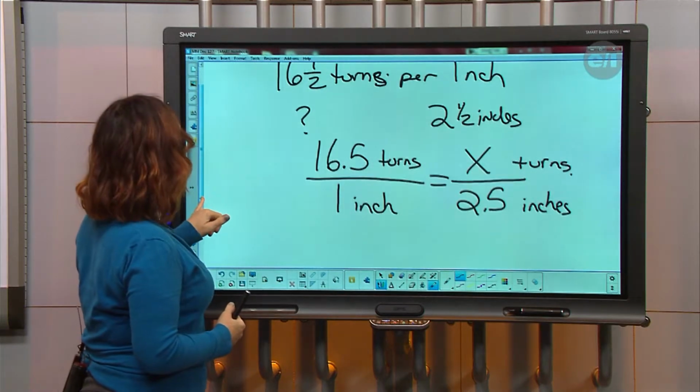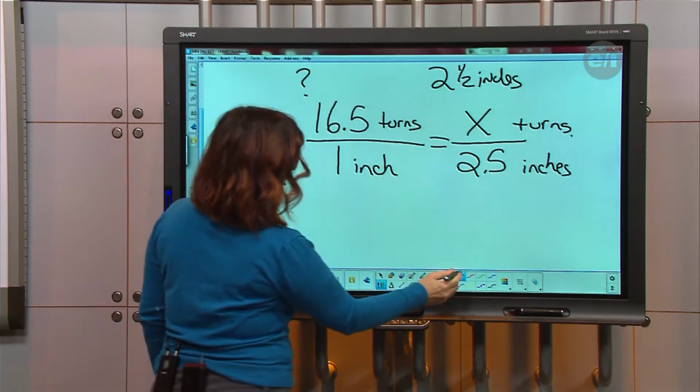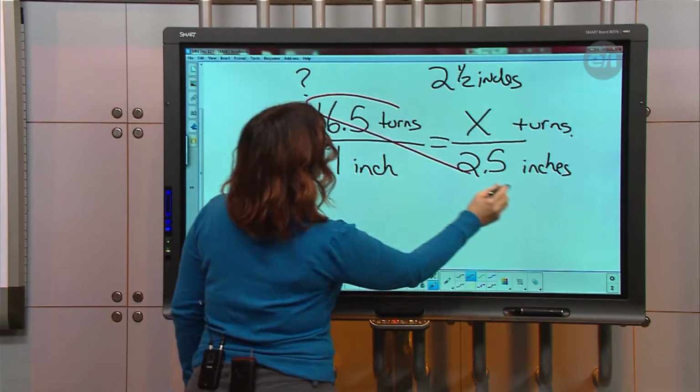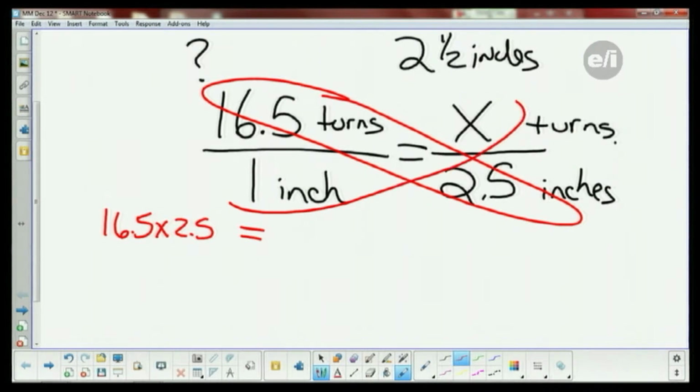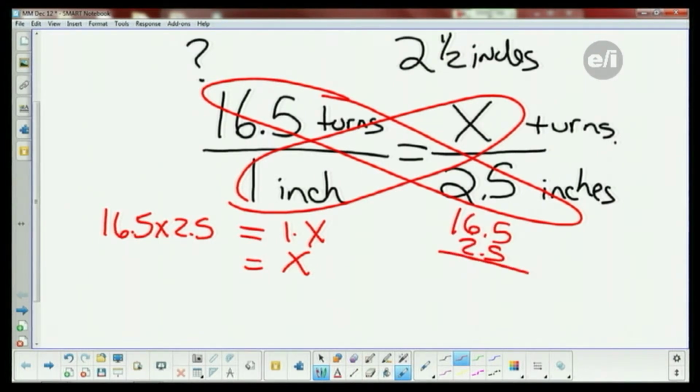Okay, so I'm just going to cross multiply here, and let's switch our pen color. So I know this times this, let's even write that out, 16.5 times 2.5 is going to equal this times this, 1 times x, which is x. So we know that's going to equal x. All I have to do to solve this problem right now is just do 16.5 times 2.5. I don't feel like taking out the calculator. I'm going to use my brain today. I'm just going to do a little multiplying.